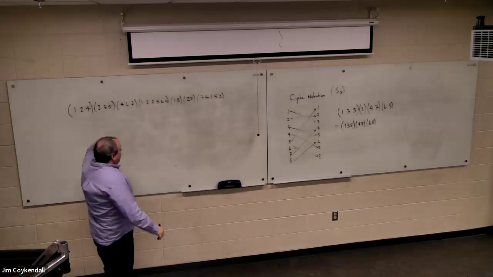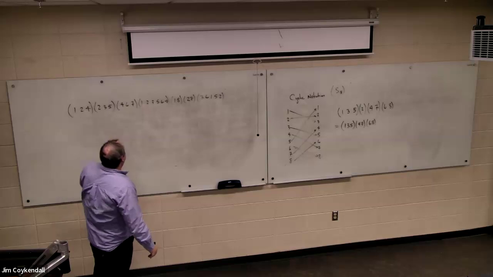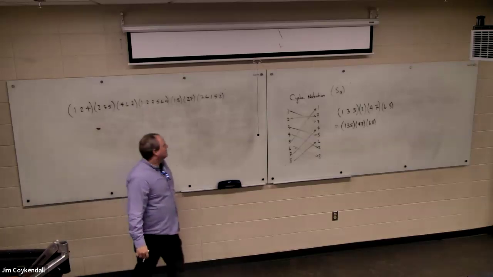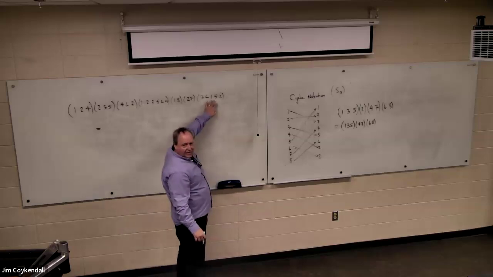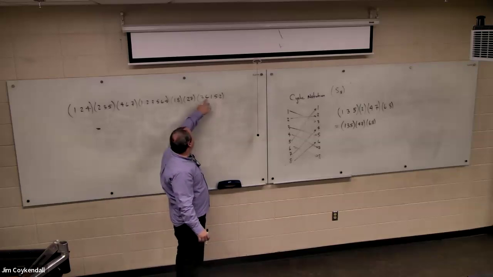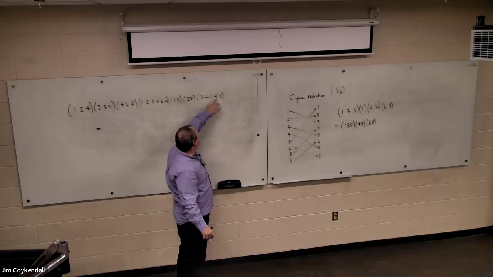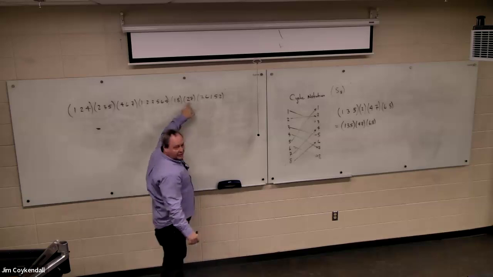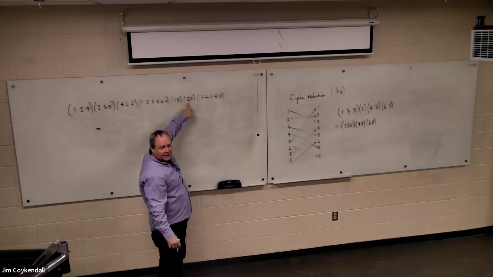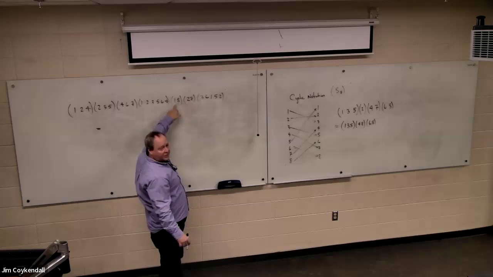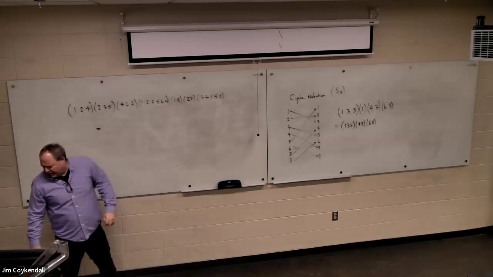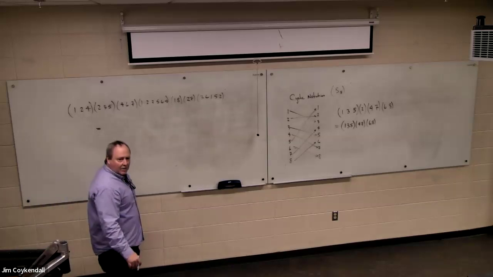This is an element of S8. I don't know if I've used all the numbers, but I certainly haven't used anything bigger than 8. And you can think of this as the function that takes 3 to 6, 6 to 1, 1 to 5, 5 to 2, and 2 to 3, and all other numbers between 1 and 8 that don't appear go to themselves. This is the function that swaps 2 and 7 and leaves all the other numbers alone. This is the function that swaps 1 and 8 and leaves all the other numbers alone, and so forth, right? Everybody okay with that?